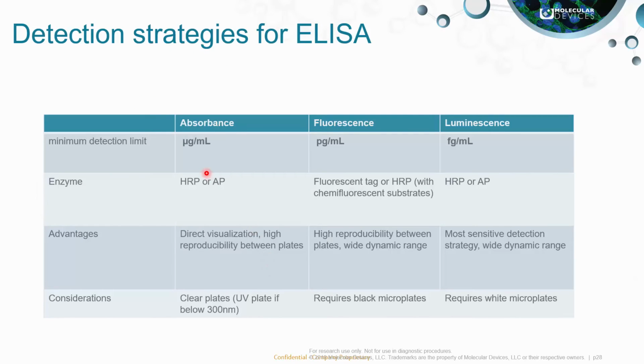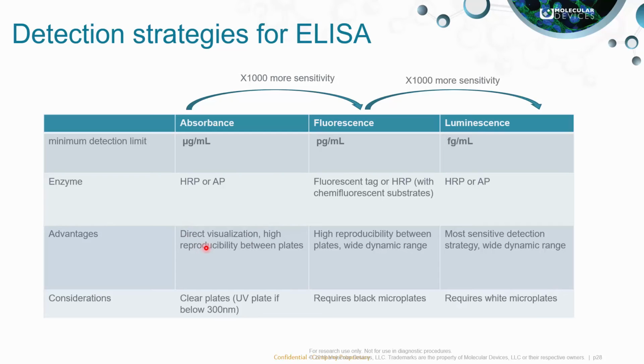This table then shows a brief overview of the detection strategies for ELISAs. All modes use the same enzyme probes, which are horseradish peroxidase and alkaline phosphatase. However, from absorbance to fluorescence, there is an increase in sensitivity. And also from fluorescence to luminescence, there's a 1,000-fold increase in sensitivity. Below here are some of the advantages to take into consideration when picking which read mode to use.